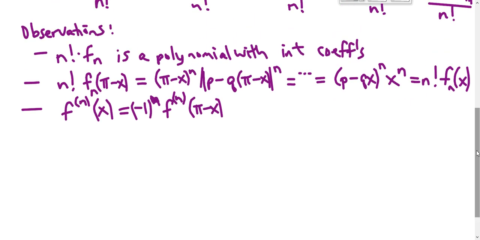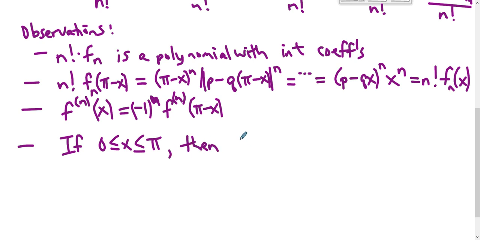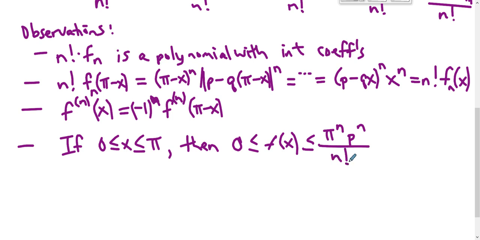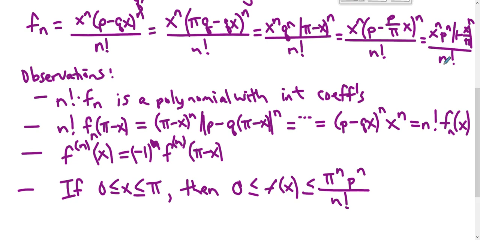Still observing, if x is between 0 and pi, then f of x is non-negative and less than or equal to pi to the n, p to the n over n factorial. That's using this right here. If x is positive and less than pi, then this is some fraction to a power, so it's less than or equal to the x to the n, p to the n over n factorial part.